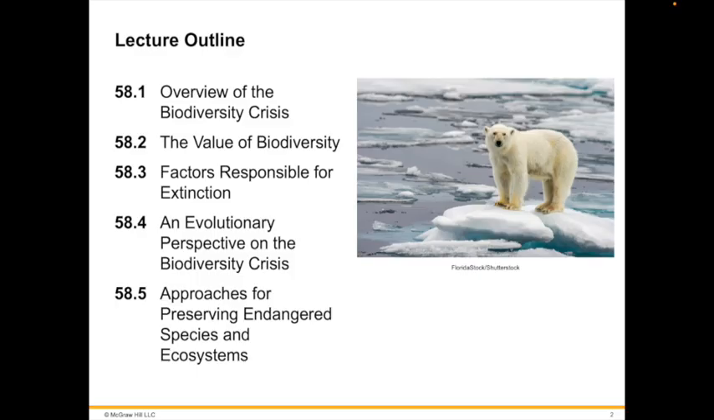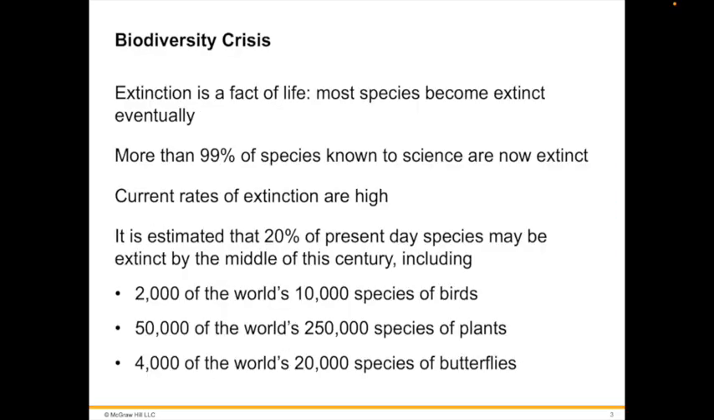Extinction is a fact of life. Most species, probably all, become extinct eventually. More than 99% of species known to science are extinct now. Current rates of extinction are alarmingly high. However, taking into account the current rapid and accelerating loss of habitat, especially in the tropics, it has been calculated that as much as 20% of the world's biodiversity may disappear by the end of the 20th century. Or by the end of the 21st century. In addition, many of these species may disappear before we are even aware of their existence.